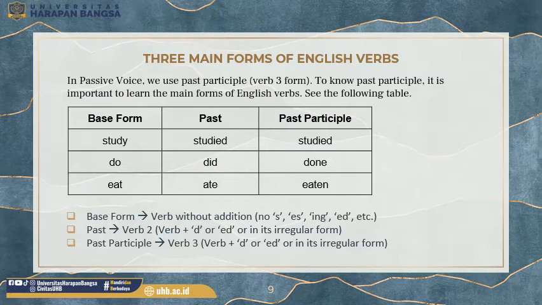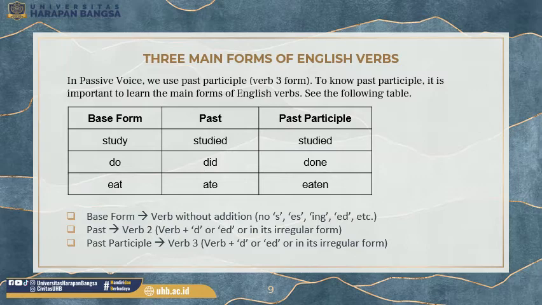See the following table. In English, we have 3 forms of English verbs. Dalam bahasa Inggris, kita punya 3 jenis atau 3 bentuk kata kerja. The first one is base form, second one is past, and the third one is past participle. Kita lihat contohnya ya. The base form we have study, do, eat. Past form we have studied, did, ate. And past participle we have studied, done, eaten.